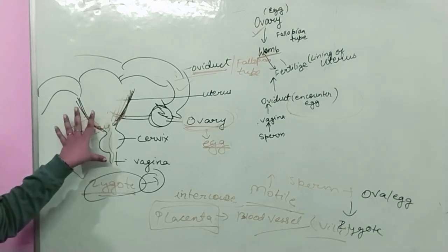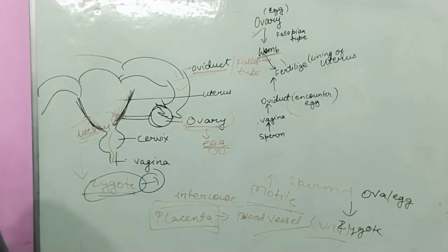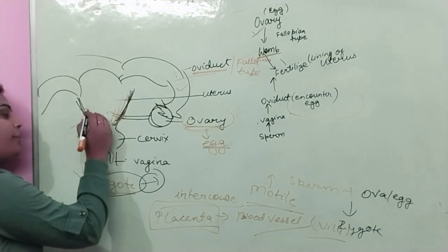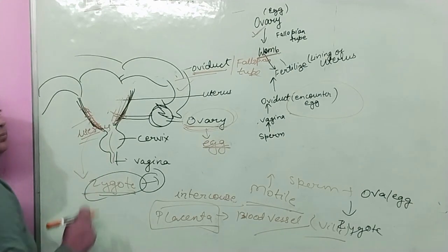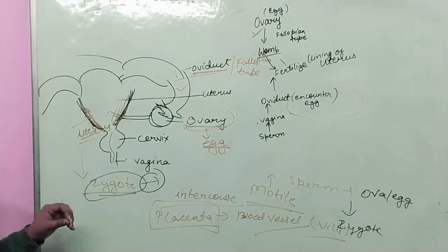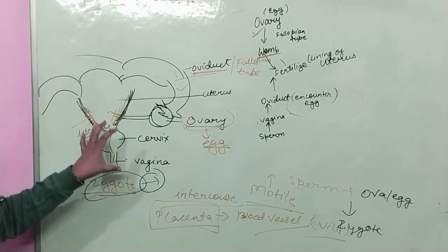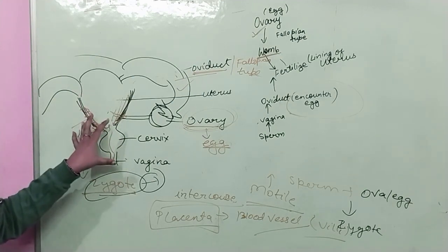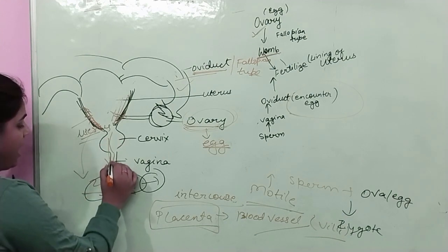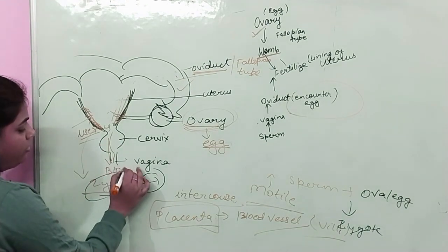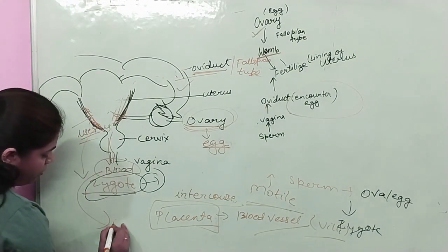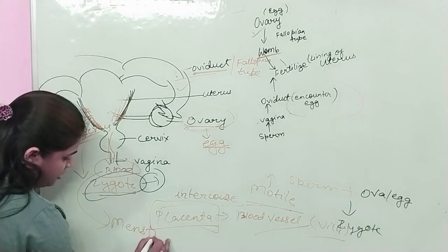So it goes to the uterine wall. If it is not fertilized, the wall becomes broken, and as the wall breaks, the blood comes out. The coming out of blood from the uterus is called menstruation, or bleeding.